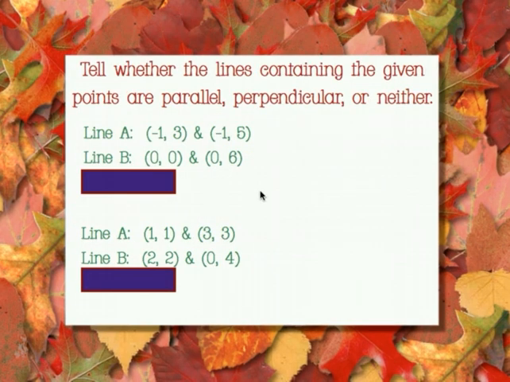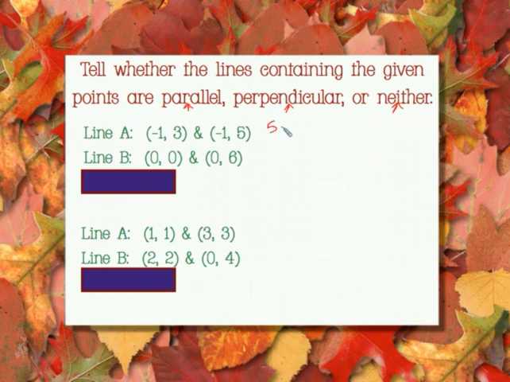So if we are finding whether these lines are parallel, perpendicular, or neither, we need to be looking at their slopes. If they are parallel, they'll have the same slope. If they're perpendicular, they're opposite reciprocals, and if they're neither of those things, then they're not parallel or perpendicular.